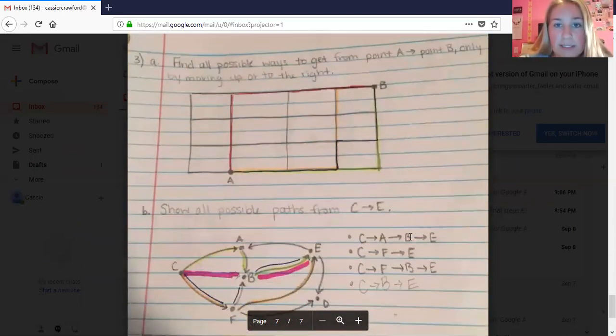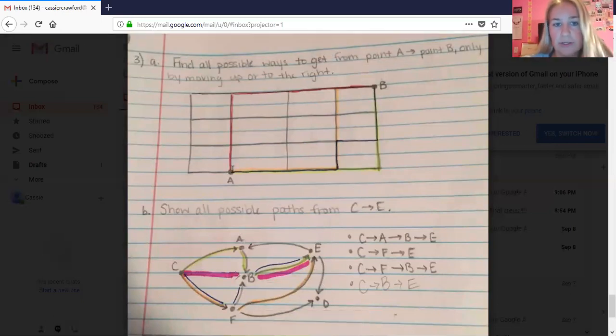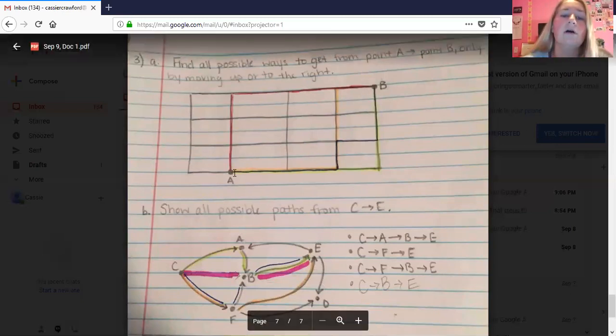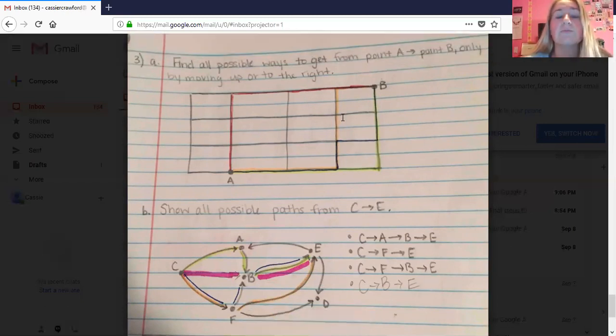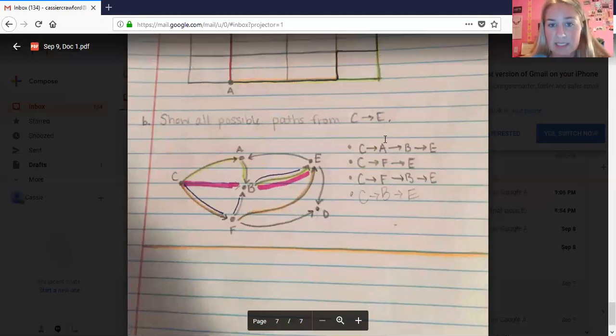Find all the possible ways to get from point A to point B by moving up or to the right. There are zillions, basically. You can go all the way up and over, all the way over and up. Let's do staircases, but you can only move up and to the right, and I'm not going to go into every single one. For B, show all the possible paths from C to E.